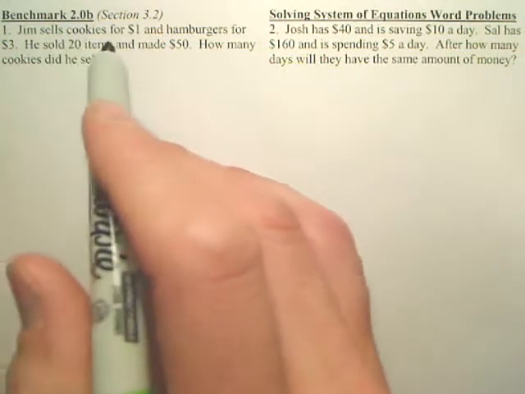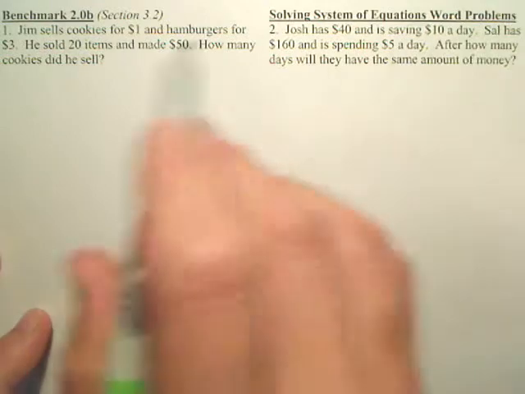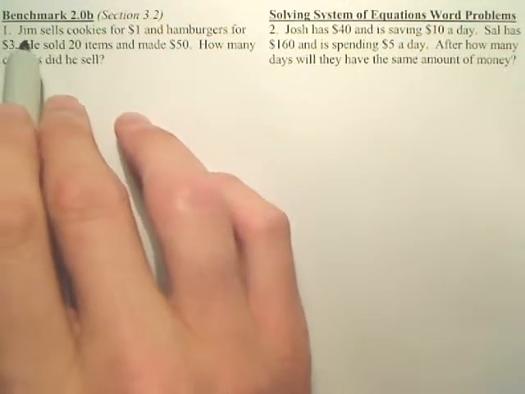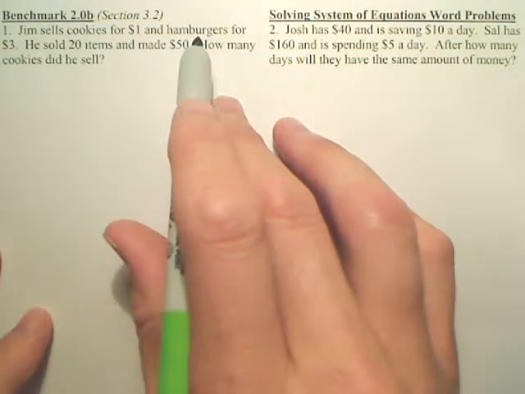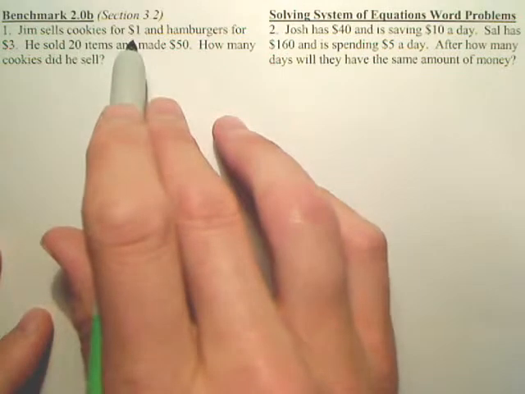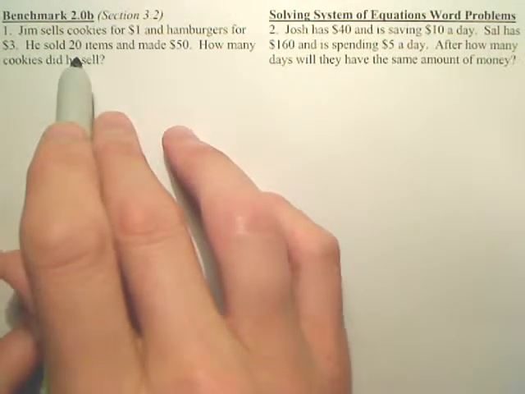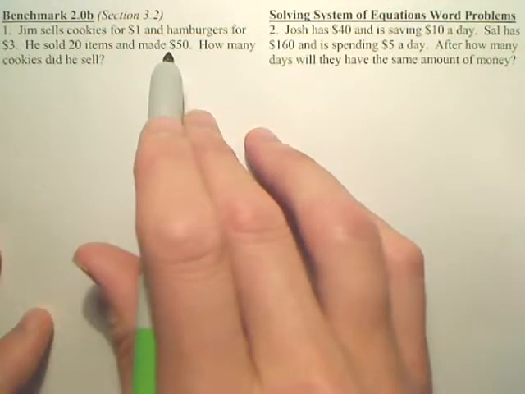Benchmark 2B is the word problems. Word problems. Okay, you have two people. Jim is selling cookies and hamburgers. Kind of a weird mixture. But his cookies are $1. His hamburgers are $3. He sold 20 items and he made $50.